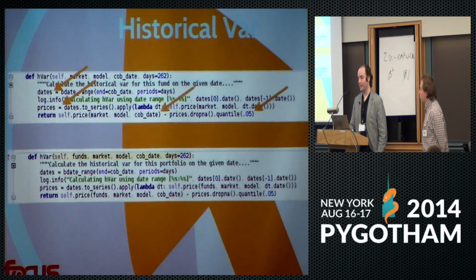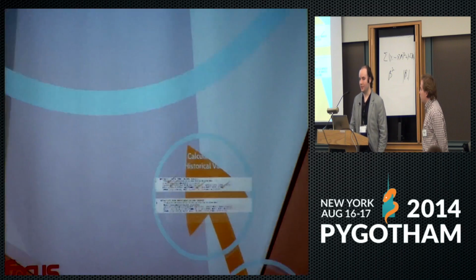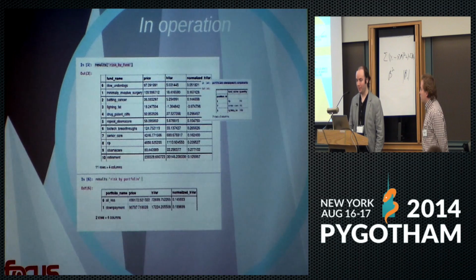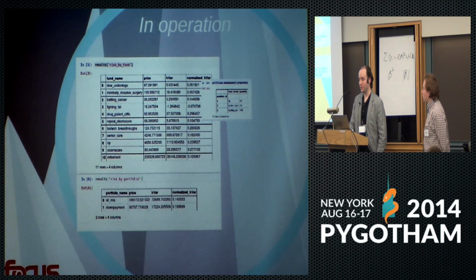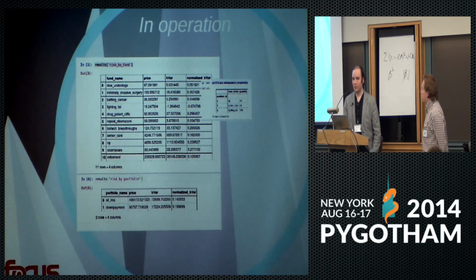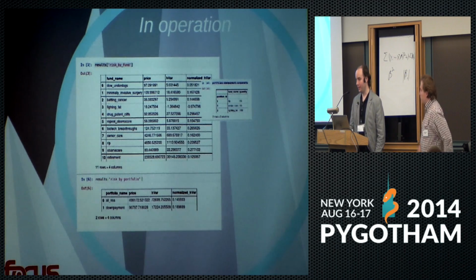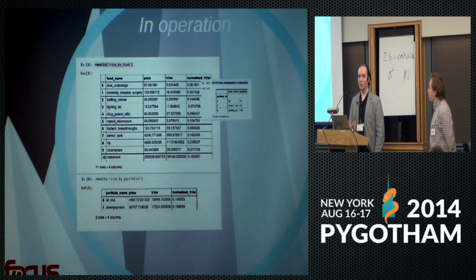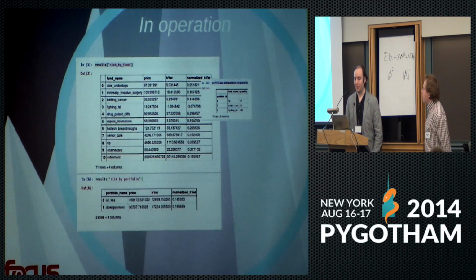Not surprisingly, it's the same for a portfolio. Only difference is it needs to know what the funds are so it can look them up and find out what holdings are in the fund. So once we have this, we can price it, we can get historical VaRs. What do we do with that?